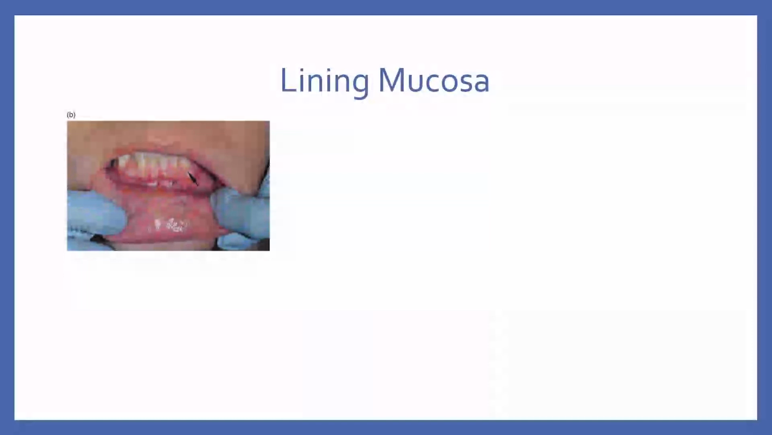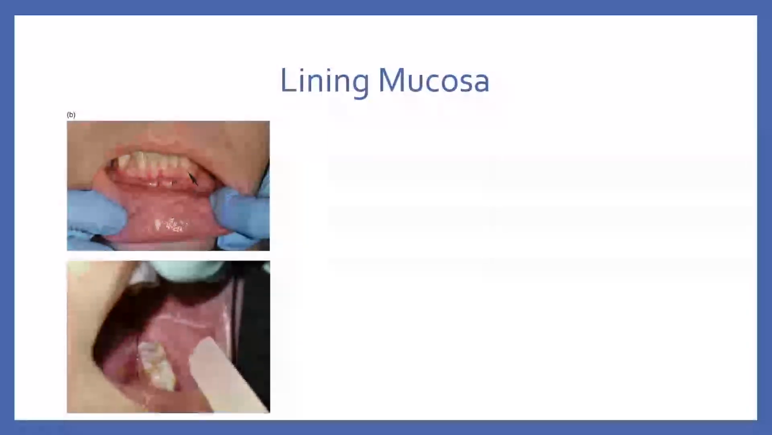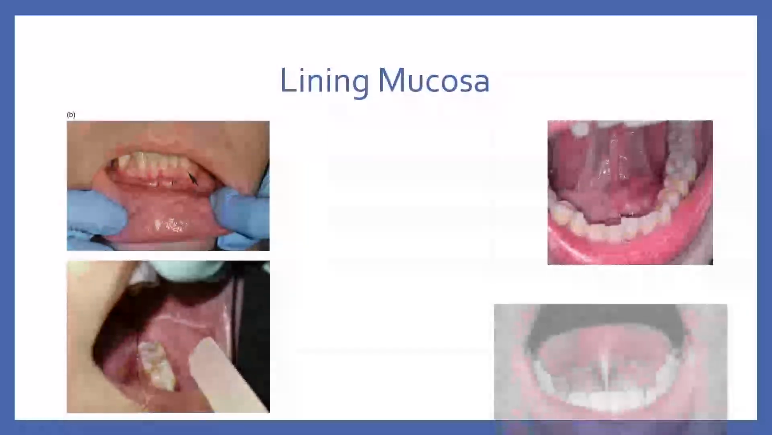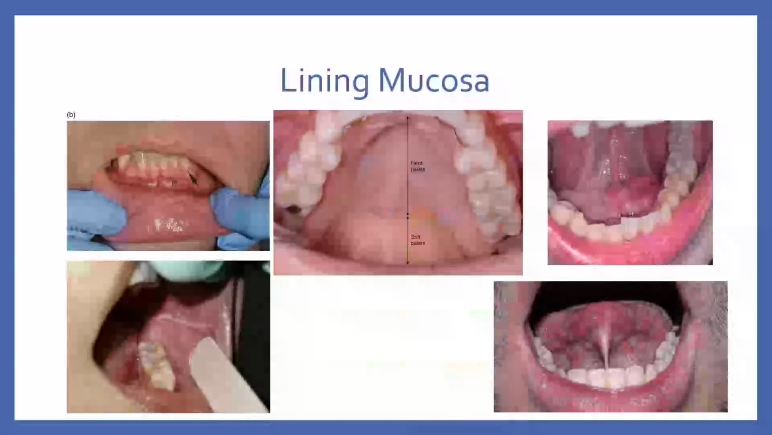Finally, we have the lining mucosa, which is the oral mucous membrane that lines the remainder of the oral cavity, such as the tissues covering the lips, cheeks, floor of the mouth, inferior surface of the tongue, and the soft palate. Okay, back to the periodontium, starting with the gingiva.